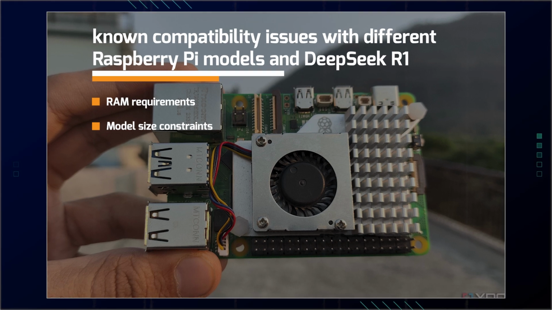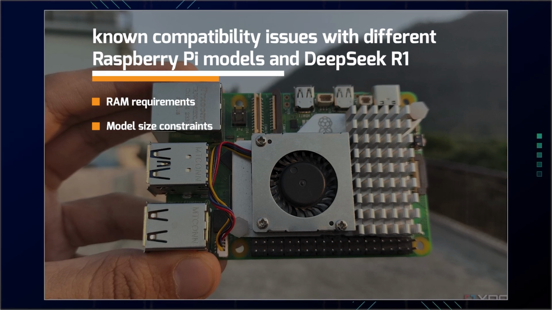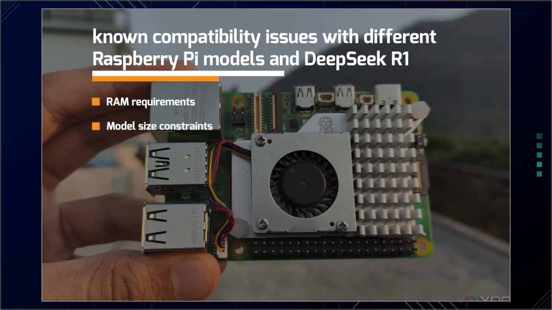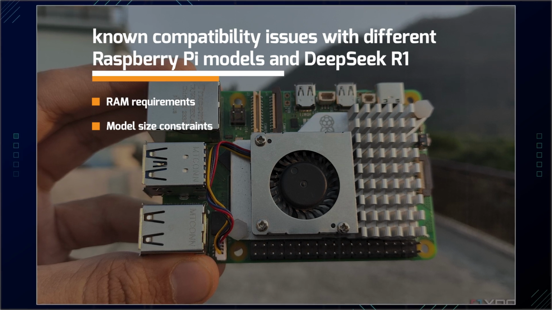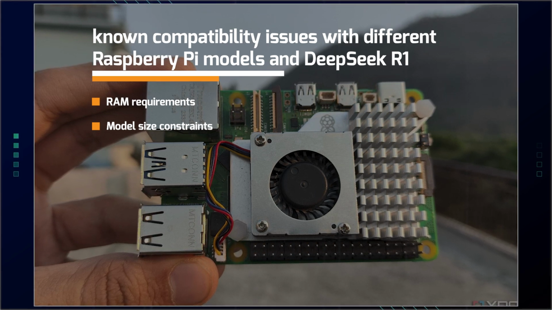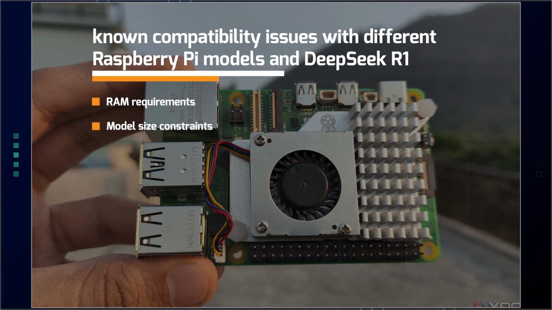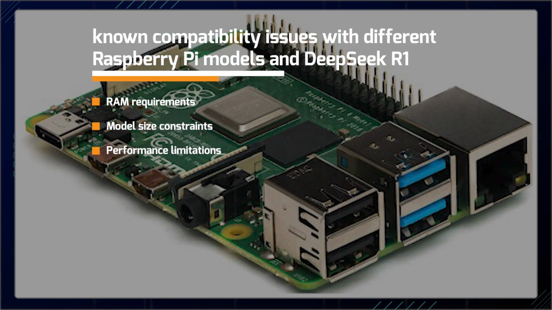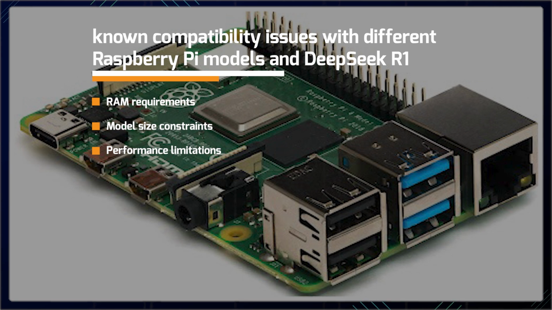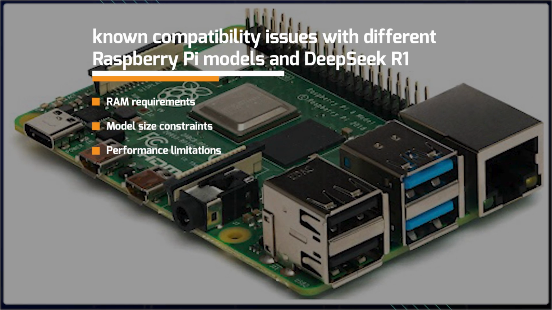There are model size constraints. Smaller Raspberry Pi models may only be able to run reduced versions of Deepseek R1. For example, the 8B model was successfully run on a Raspberry Pi 5 with 8 GB of RAM. Performance limitations: even when compatible, the performance of Deepseek R1 on Raspberry Pi is significantly slower compared to more powerful hardware. That is what I have for you today.